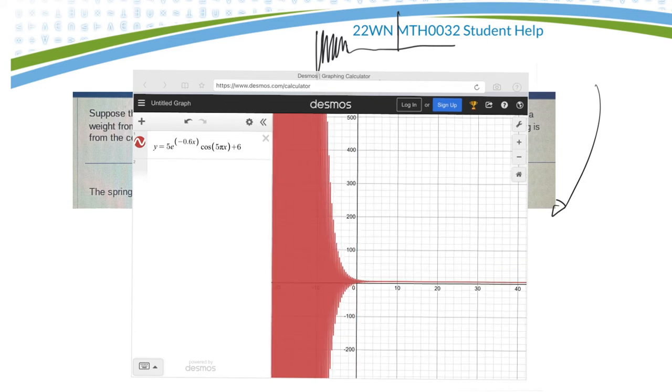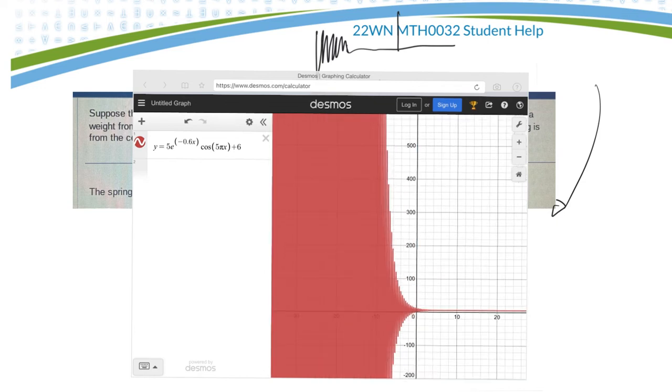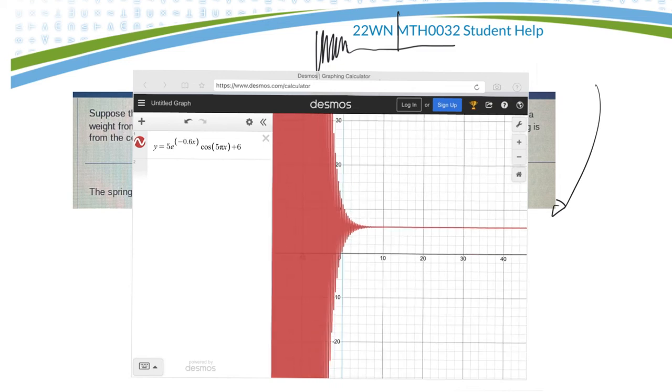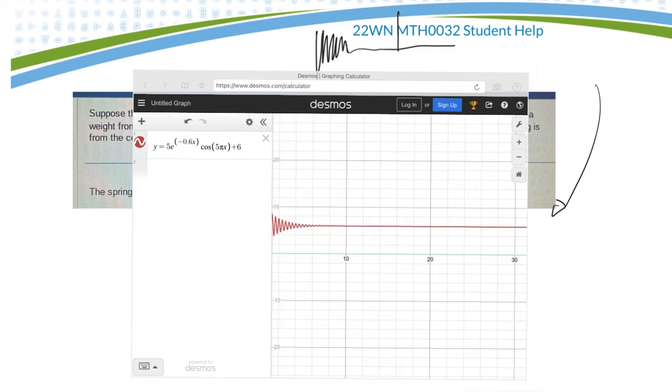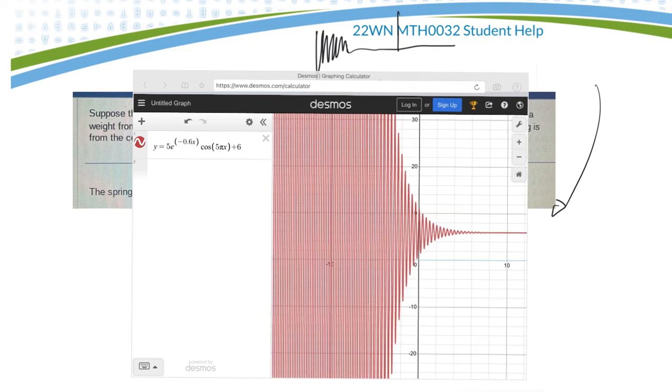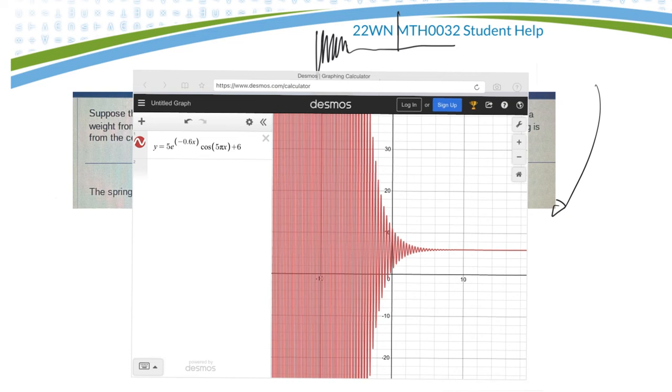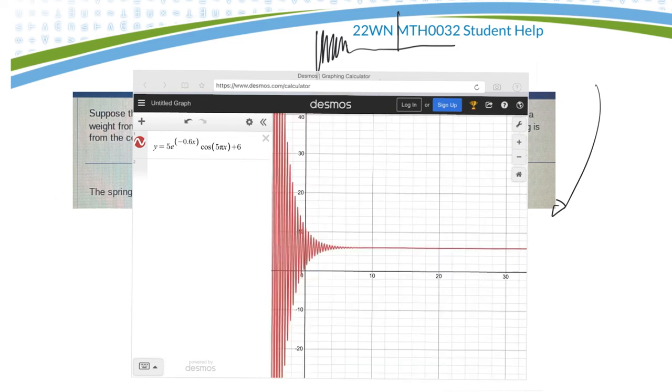Anyway, at the start it was very big, and then it started going smaller and smaller and smaller. There, that's a little bit better. Look at it right there. Okay, so it gets smaller and smaller, and it finally finishes off just flat there.